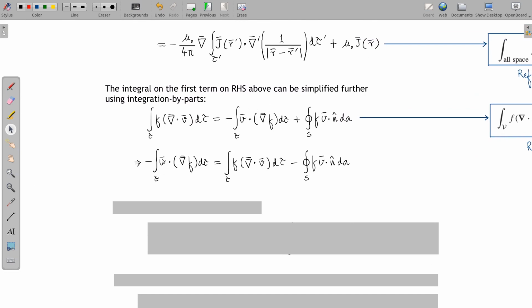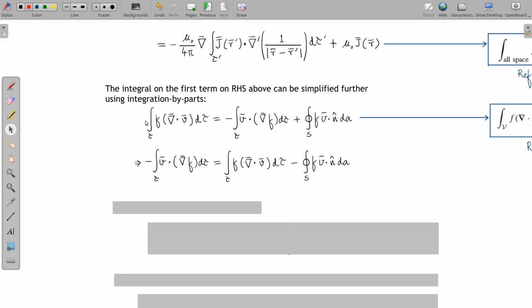So we have minus vector field dot gradient of scalar field is equal to volume integral. So minus the volume integral of the vector field dotted with the gradient of the scalar field is equal to the volume integral of the scalar field times the divergence of the vector field, minus the product of the scalar and the vector field, which is taken as a surface integral. Okay, and what is this S? S is the surface which is bounding this volume tau.